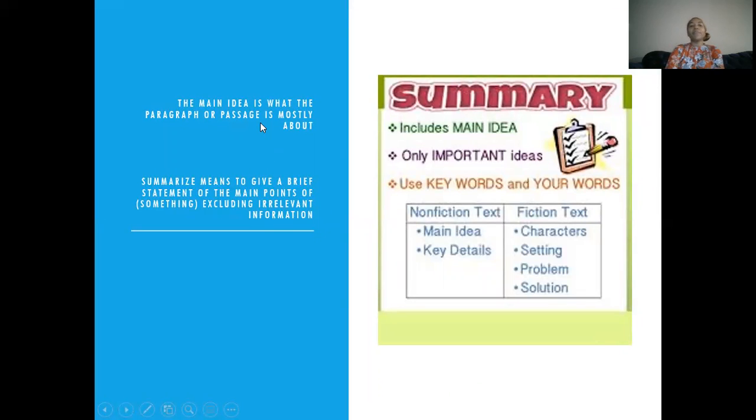The main idea is what the paragraph or passage is mostly about. To summarize means to give a brief statement of the main points of something, excluding irrelevant information. That means not including; EX means not. Irrelevant, the IR means not. So relevant means important. So you do not include irrelevant or unimportant information. A summary includes the main idea, only important ideas, keywords, and your own words. In nonfiction text, we identify the main idea and key details to get a clear understanding of what we have read.